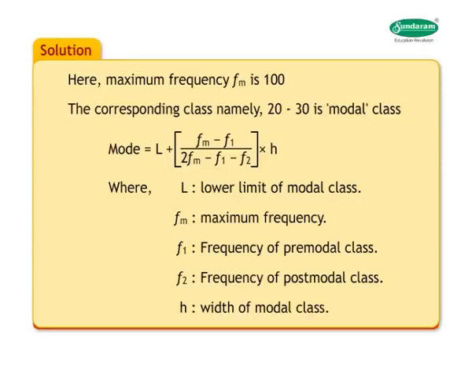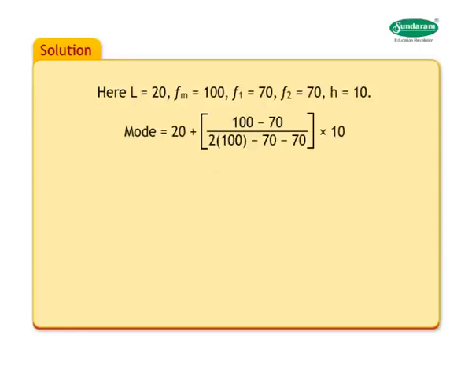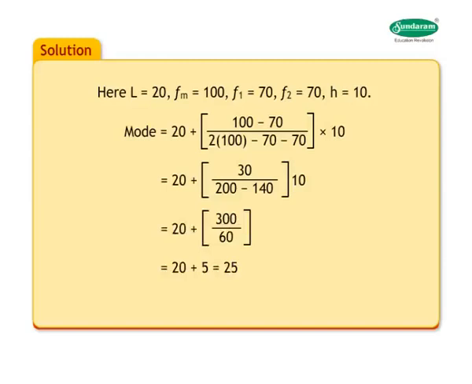Mode is equal to 20 plus (100 minus 70) upon (2 into 100 minus 70 minus 70) into 10, is equal to 20 plus 30 upon (200 minus 140) into 10, is equal to 20 plus 300 upon 60, is equal to 20 plus 5, is equal to 25. Modal number of trees planted is 25.